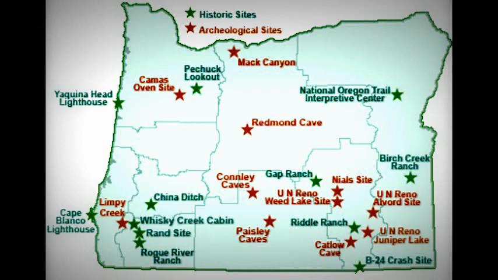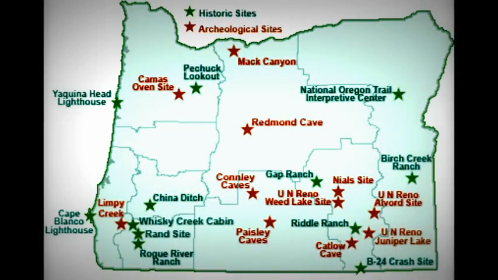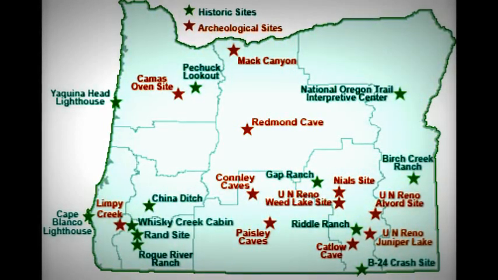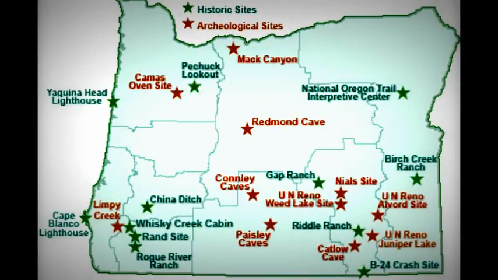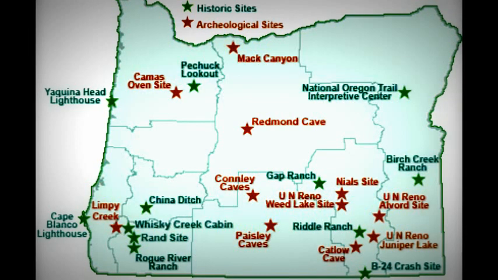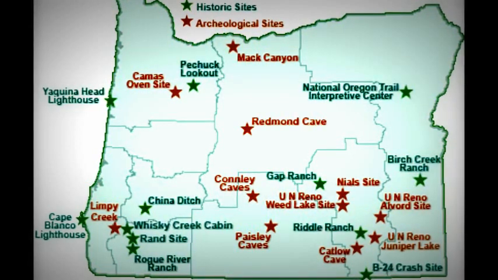The map details historical sites and archaeological sites in the state of Oregon. The site nearest to my location is titled China Ditch. It being an historical site, let's switch our focus to the nearest archaeological site.